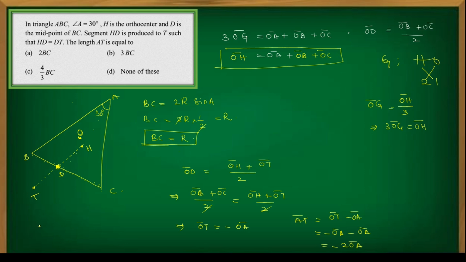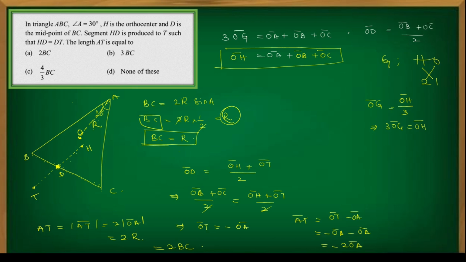So therefore, the distance AT, meaning the magnitude of the vector AT, is nothing but the magnitude of 2 OA. Now what is the magnitude of OA? The distance between the circumcenter and the vertex is capital R. So this is equal to 2 into capital R. But what is capital R? It is BC. So therefore, this is 2BC. So AT is equal to 2BC.